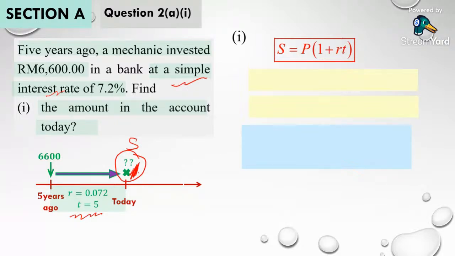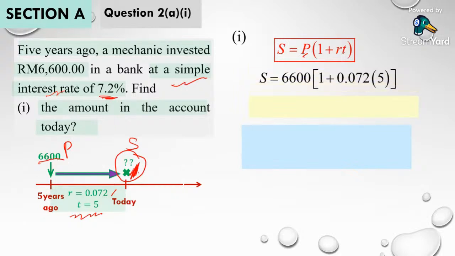Next, let us substitute all the information that we have accordingly. We are trying to find S, and the 6,600 is the principal P. So we substitute P with 6,600. For R, convert 7.2% into decimal, and the time period is 5 years. We just substitute accordingly and get our answer, which equals RM8976. That's it.